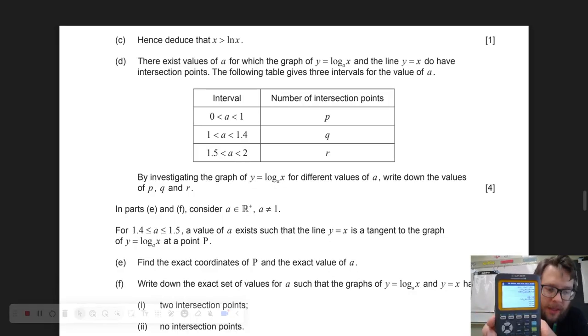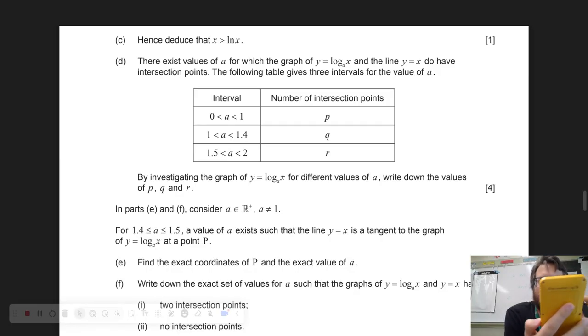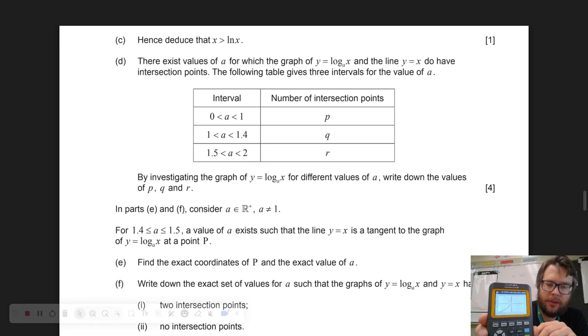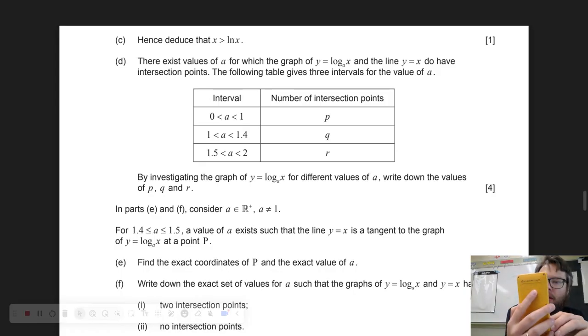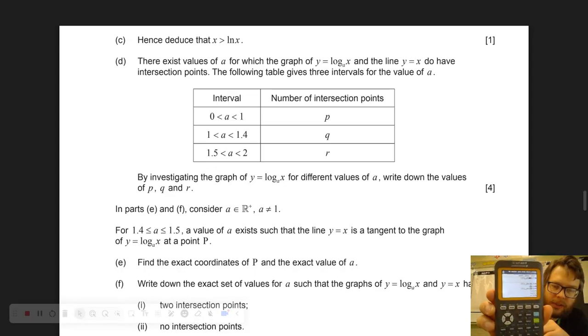Okay, so here's what I did. I just typed in a couple different logs, and we're going to see how many times they intersect, for P, Q, and R. The blue, red, and pink in order correspond with the table. I can see that the blue and the red graphs each intersect it once. It looks like the pink one does not intersect it.